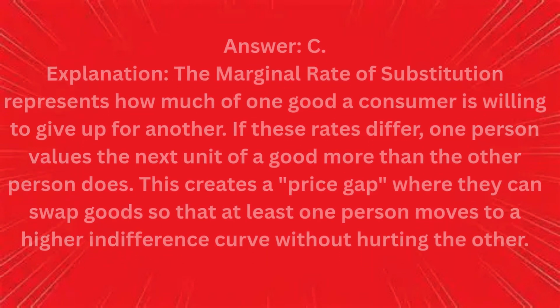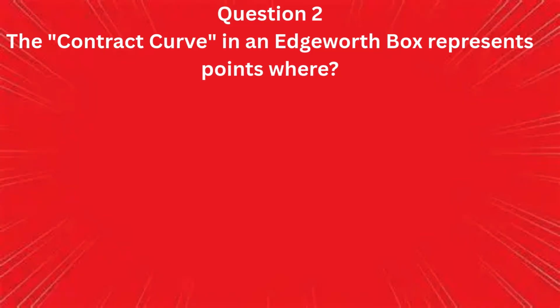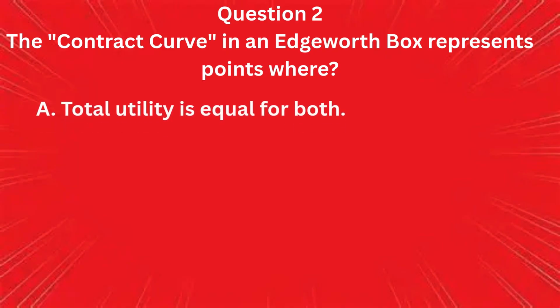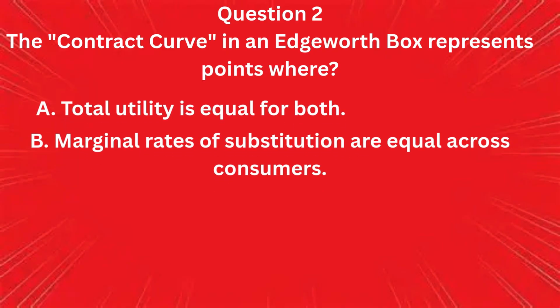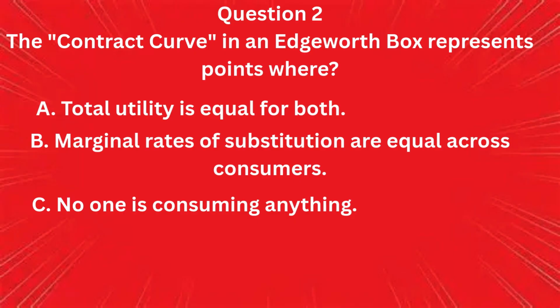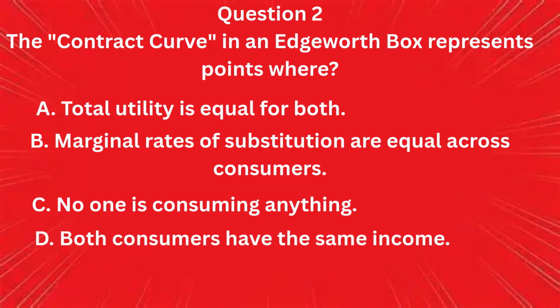Question 2. The contract curve in an Edgeworth box represents points where A. Total utility is equal for both. B. Marginal rates of substitution are equal across consumers. C. No one is consuming anything. D. Both consumers have the same income.